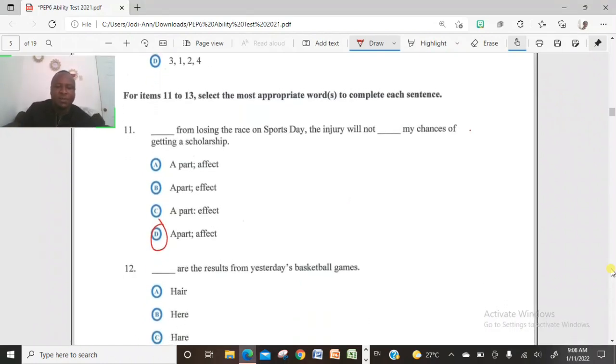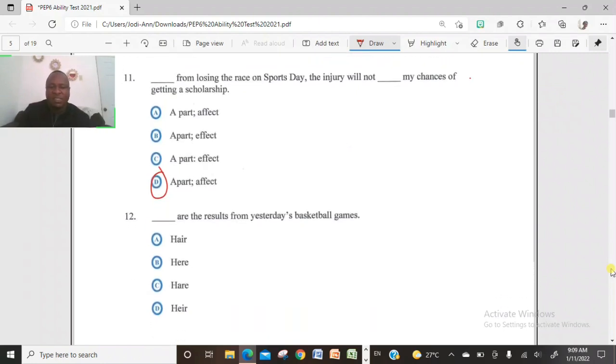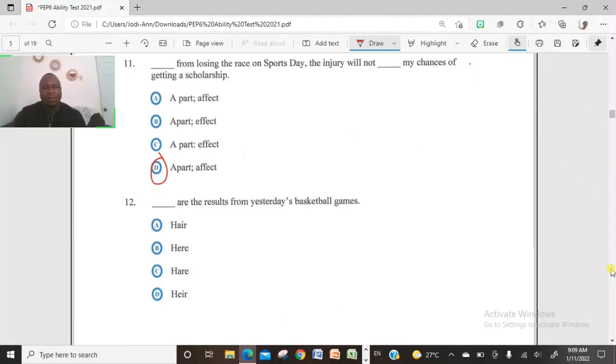All right, for item 12, we have dash are the results from yesterday's basketball games. So we have ear as in the ear on your head. We have ear as in right here. We have ear as in the animal. And then we have ear as in a position or something that you're entitled to. So the one that we're going to select here is B.